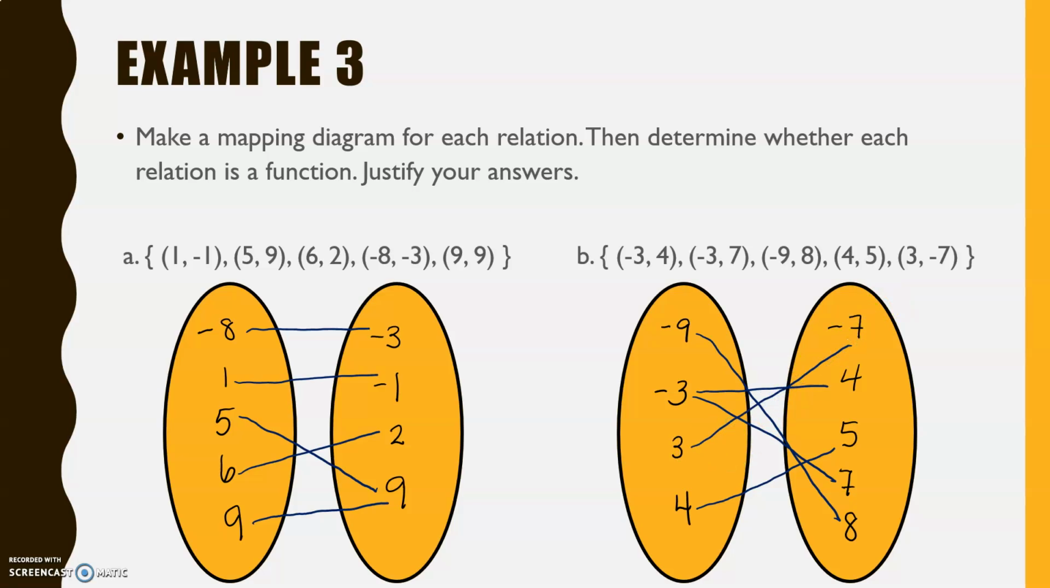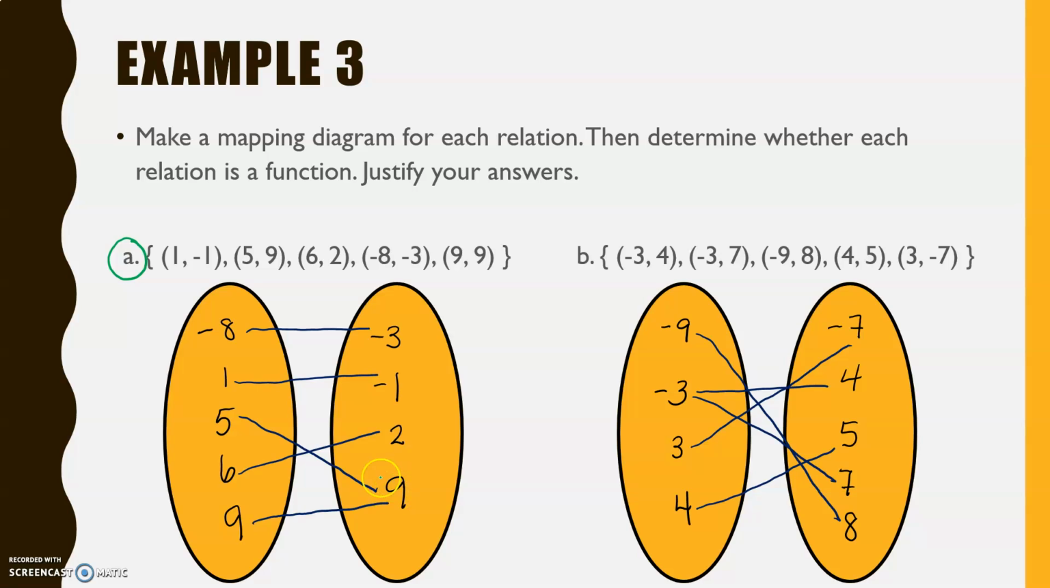So looking at your mapping diagrams, are one or both of these or none of these functions? And why or why not? I'll give you a hint. Only one of them is a function. So the only one that's a function is actually letter A.